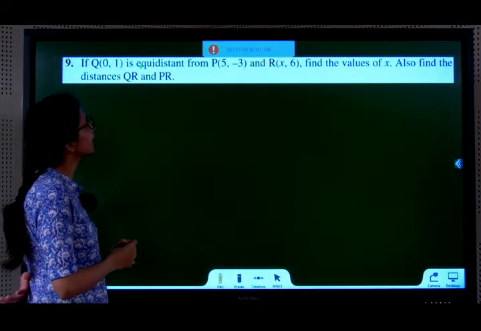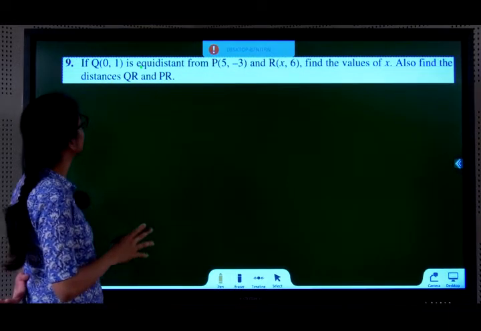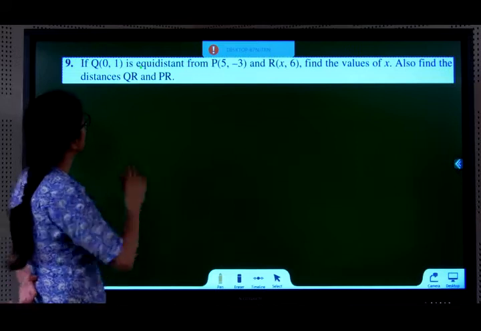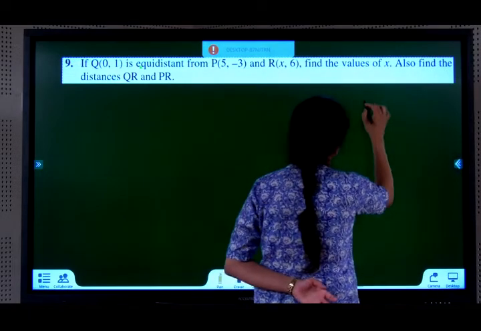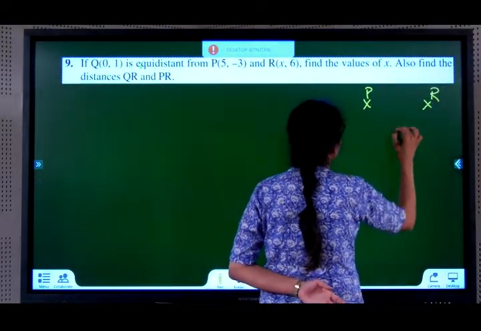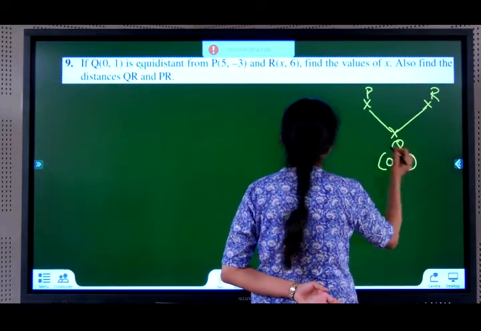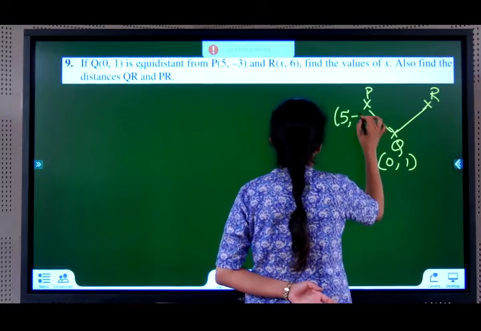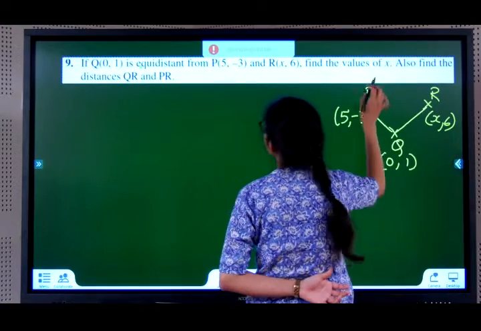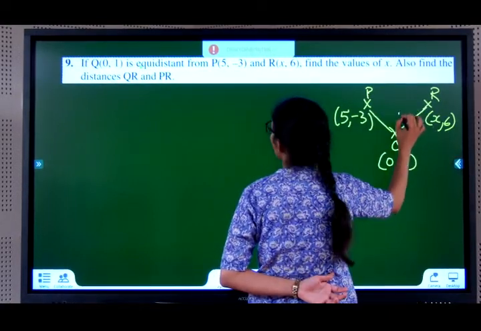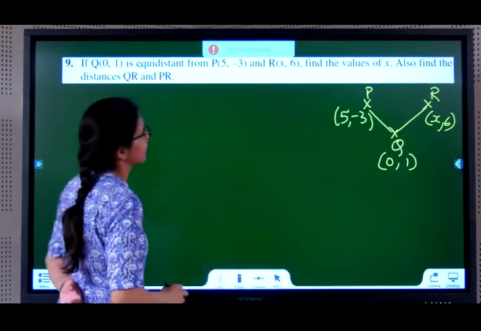Question 9. If Q of (0, 1) is equidistant from P and R, find the value of x. Also find the distances QR and PR. Second part we will leave for later. Let's do the first part first. If Q of (0, 1) is equidistant from P and R, so we have P and R here and Q is equidistant from them. So we have (0, 1), (5, minus 3), (x, 6). We want to find the value of x, after which you have to find QR and PR. Okay, we'll come to that later. First, let's find the value of x.